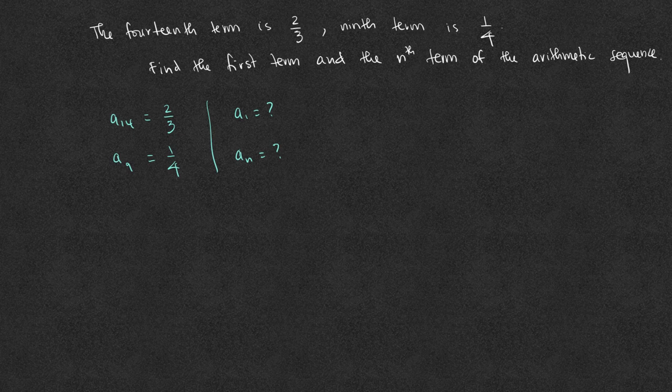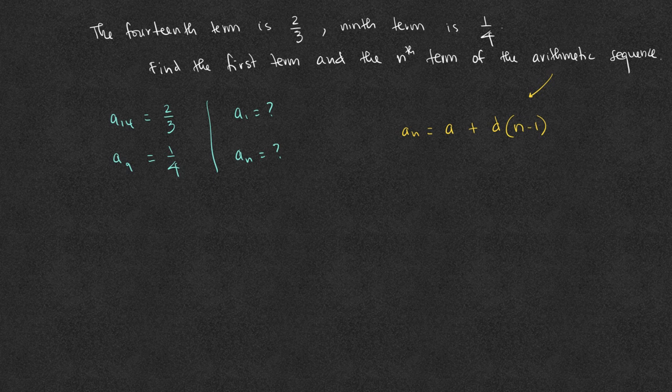Knowing that this is an arithmetic sequence, it has the general formula a sub n equals the initial term, which we do not know, plus d, which is the common difference, we do not know, and then n minus 1. Remember that n minus 1 is a part of the formula. We're looking for a and d.